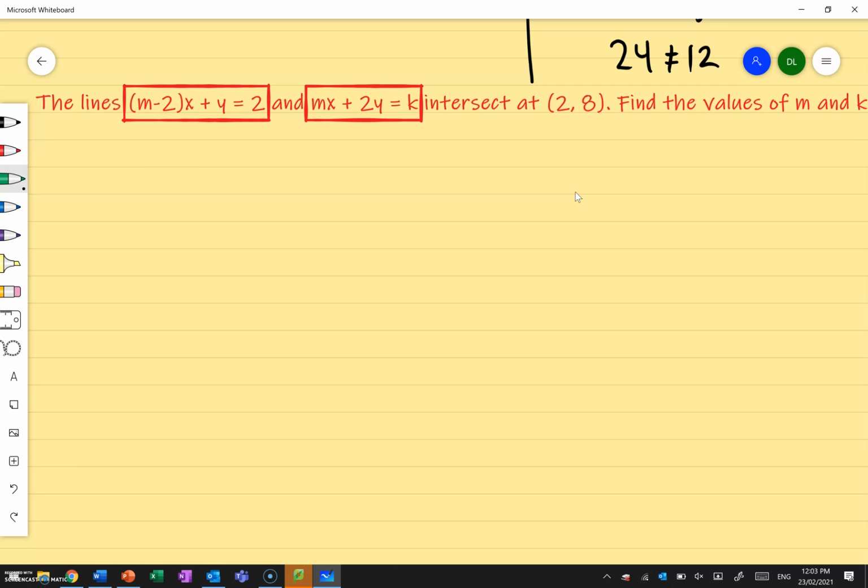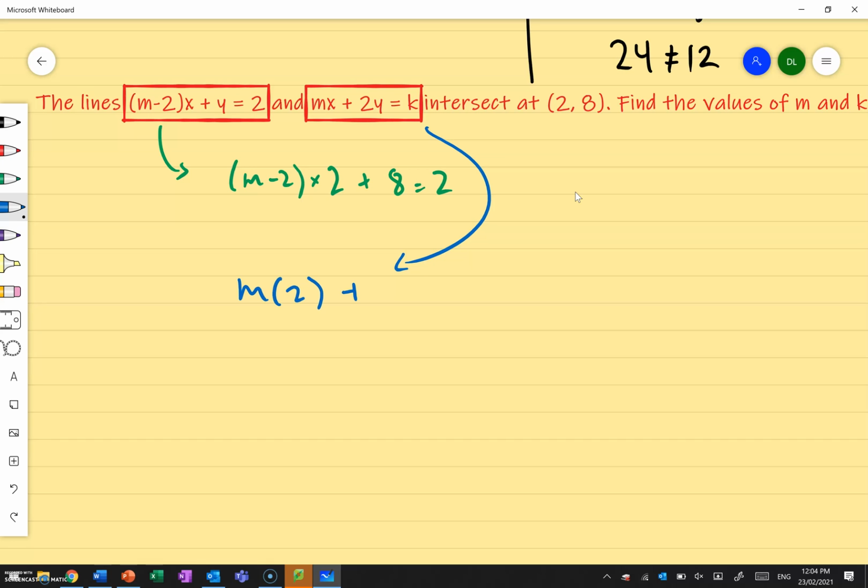So I'm going to write this one over here in green. I'm going to write bracket m take away 2. Instead of writing x, I write times 2. Plus y is 8 equals 2. And then this one over here, I'm going to write as m times 2 plus 2 times 8 equals k.